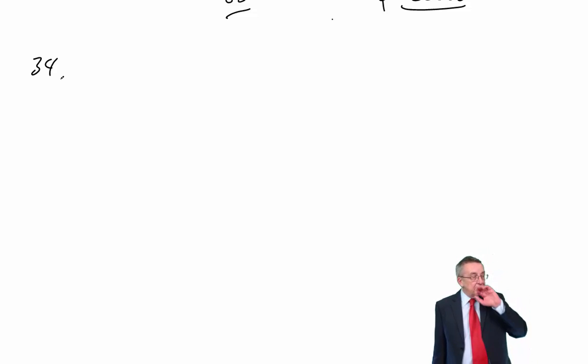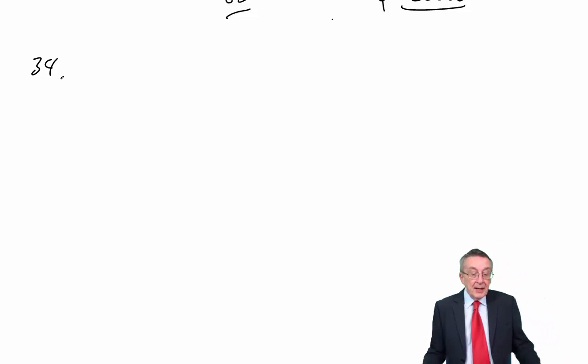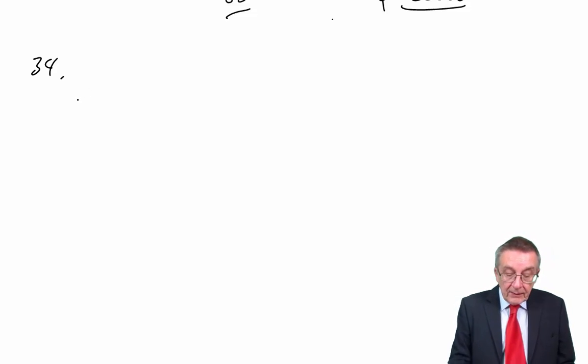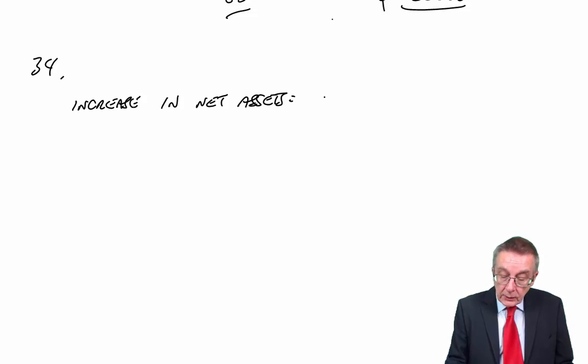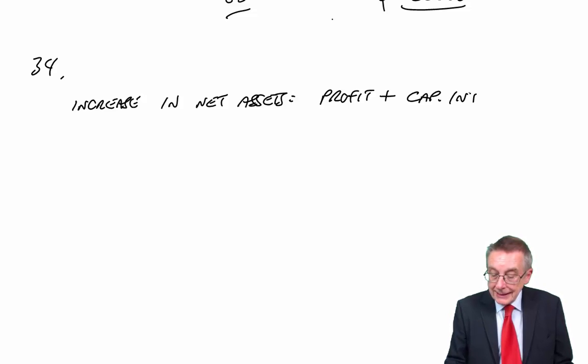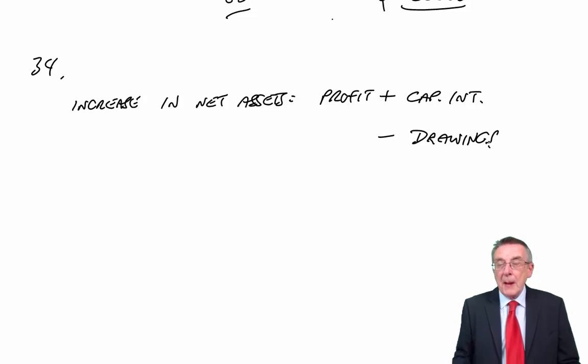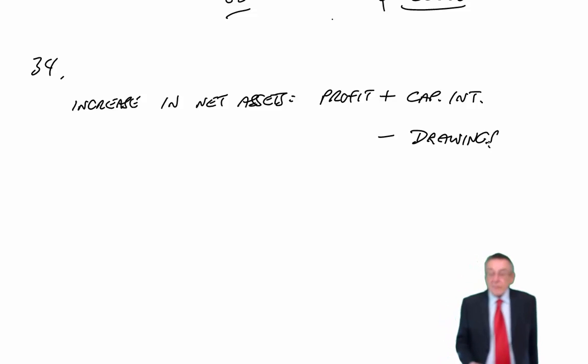I don't know if you remember, but one of the very first questions, in fact the first or second I think, was testing on the accounting equation. And here we are again, except this time we need to put numbers in it. Your accounting equation: the increase in net assets over the year is equal to the profit plus any capital introduced minus any drawings. So let's get the figures.